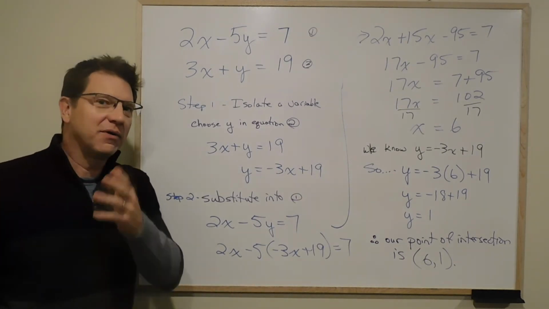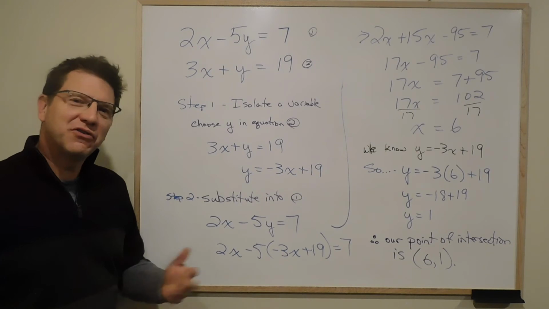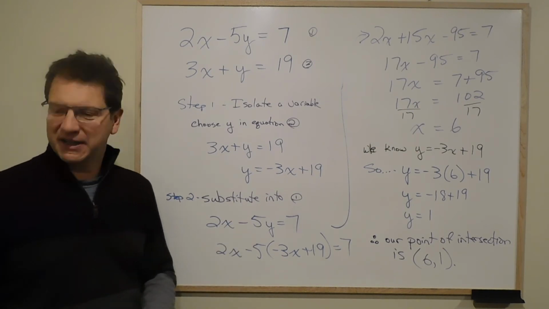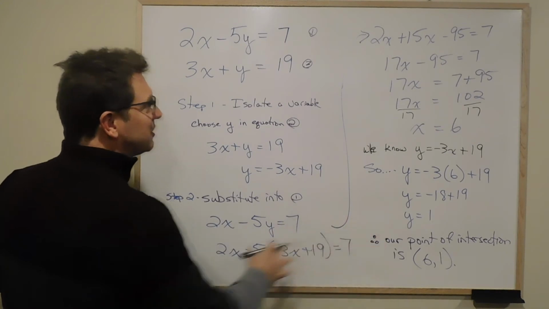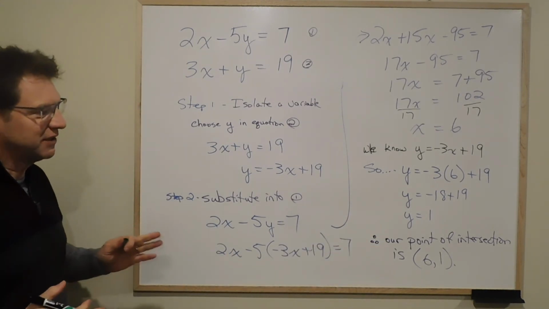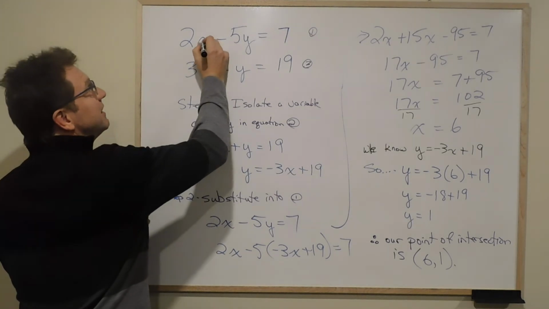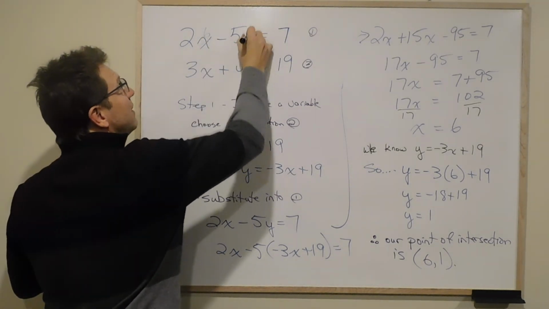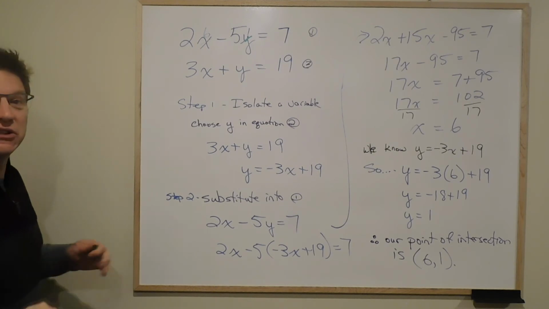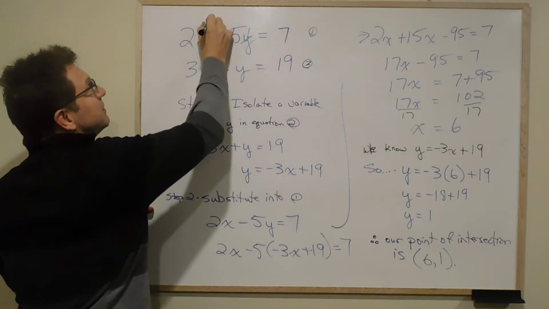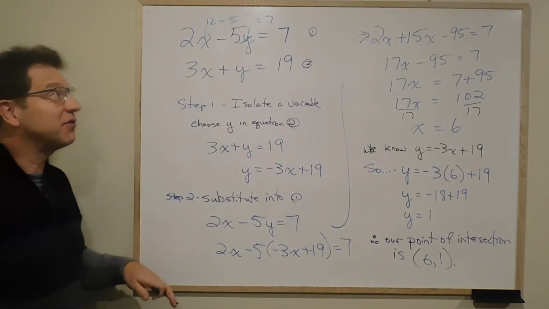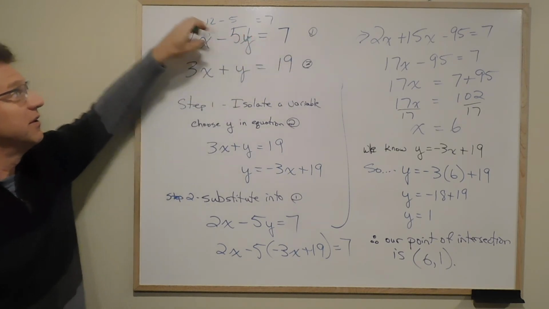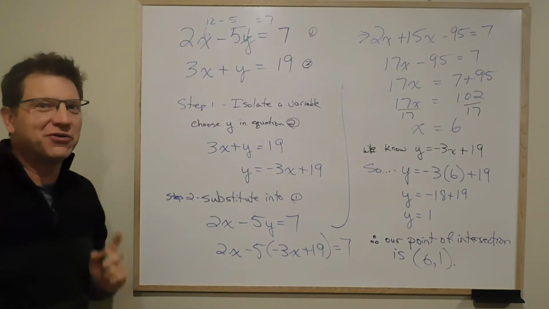Now, how do we know we're right? Can we check it, or do we just have to assume we're correct? Well, we can check it. I'm going to just take my point 6 and 1. So what if I put 6 in here for x and 1 in here for y? Is it true? 2 times 6 is 12, minus 5 times 1 is 5, equals 7. And that is true. 12 minus 5 equals 7. So we know that point does work in equation 1.